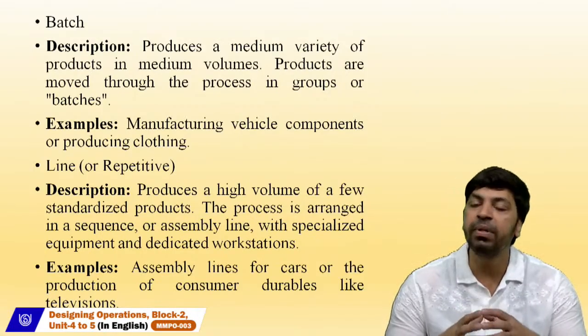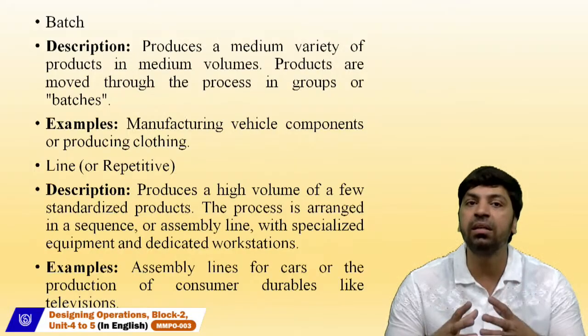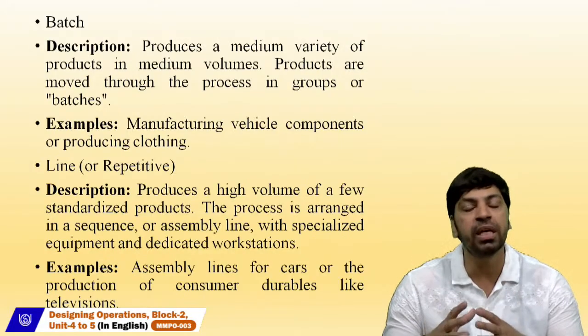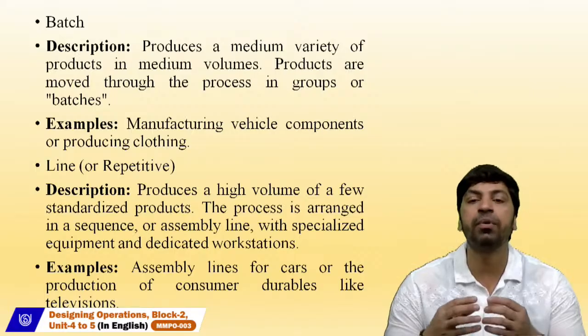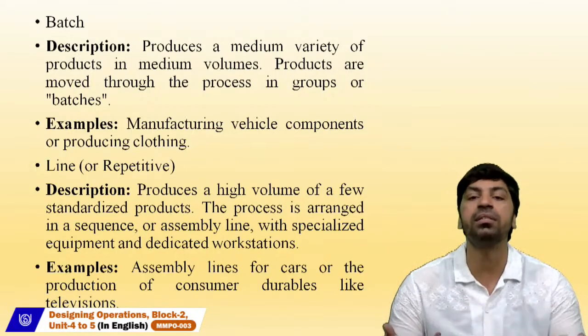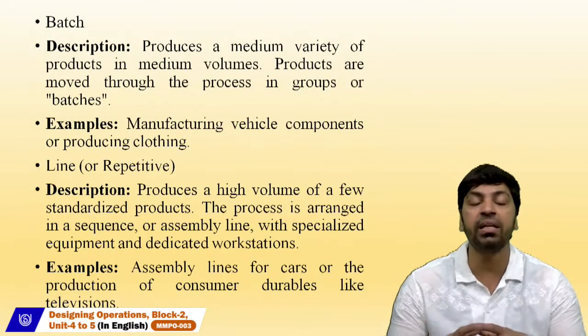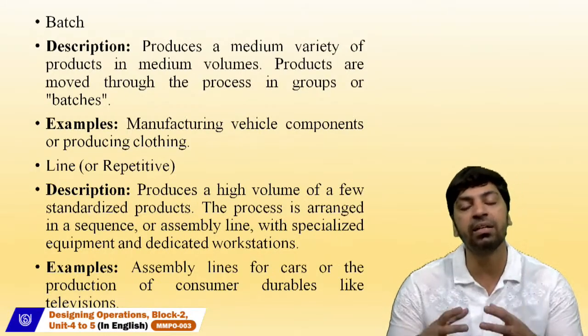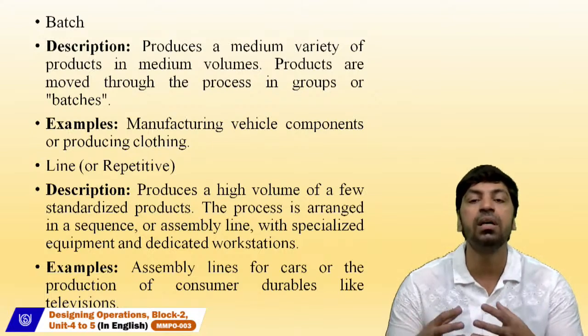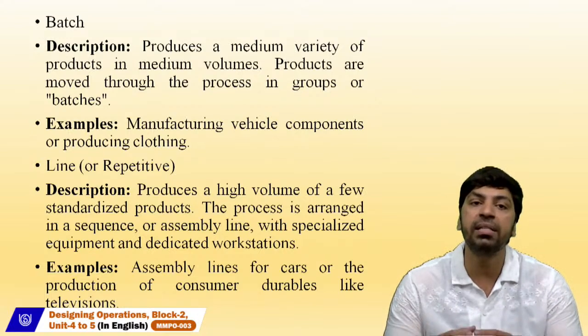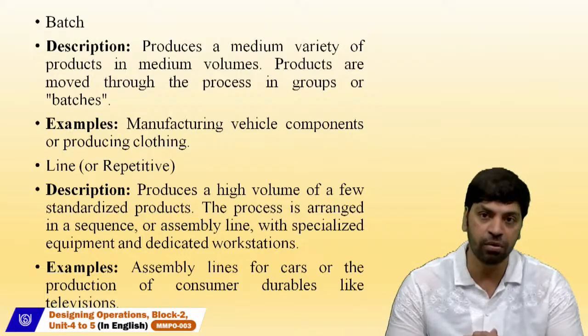For example, manufacturing of vehicle components, or producing clothing products for various retailers in different regions. So when it comes to one retailer, the products or components are processed in batches or in groups.